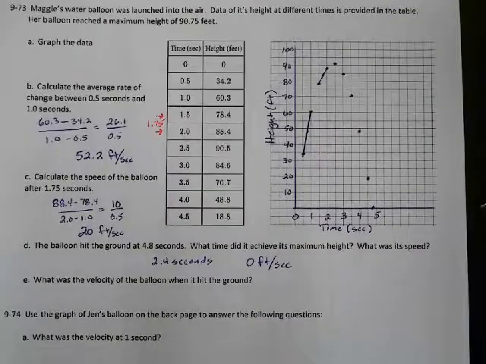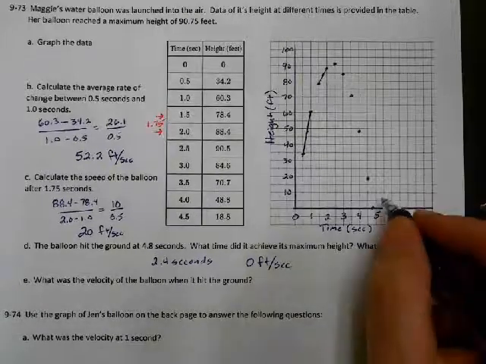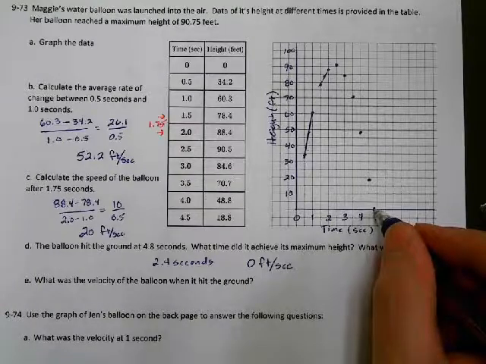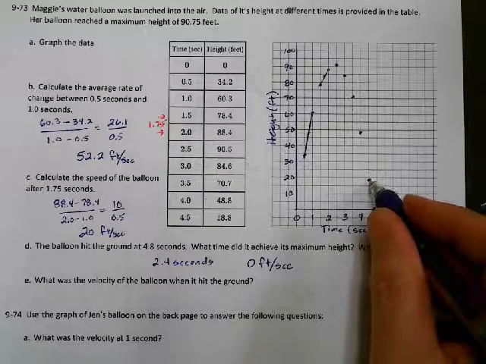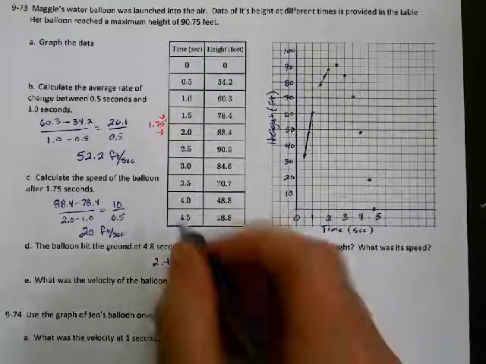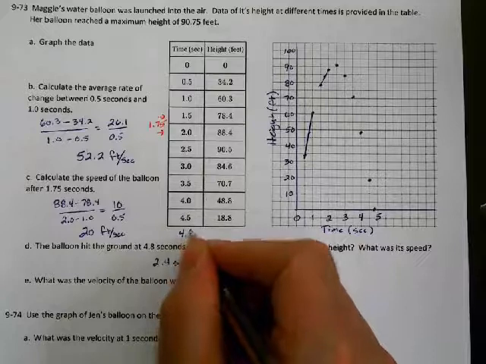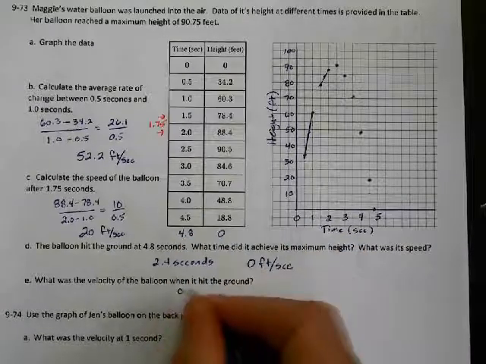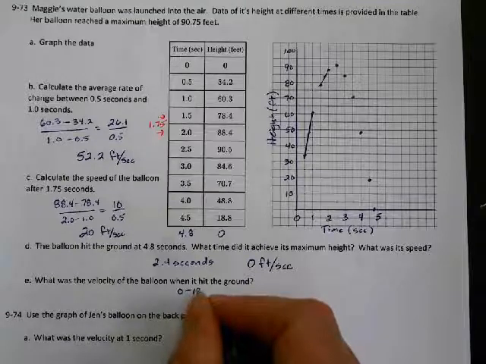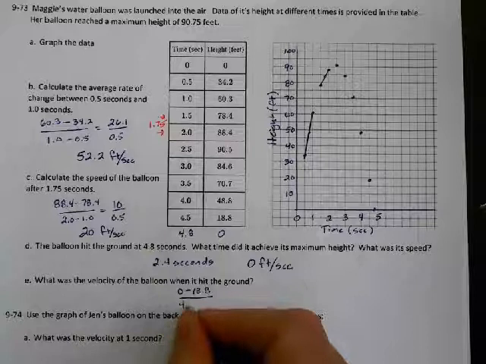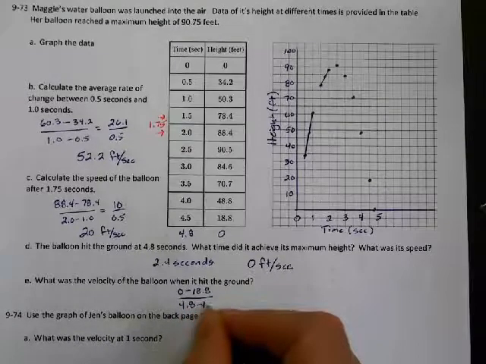What was the velocity of the balloon when it hit the ground? All right, so maybe I would take the difference between this point right here, which is 4.8, and the closest point that I have over here, which is 4.5. So I know that at 4.8, it hits the ground, so its height is 0. So I'm going to do 0 minus 18.8, and then I'm going to do 4.8 minus 4.5.